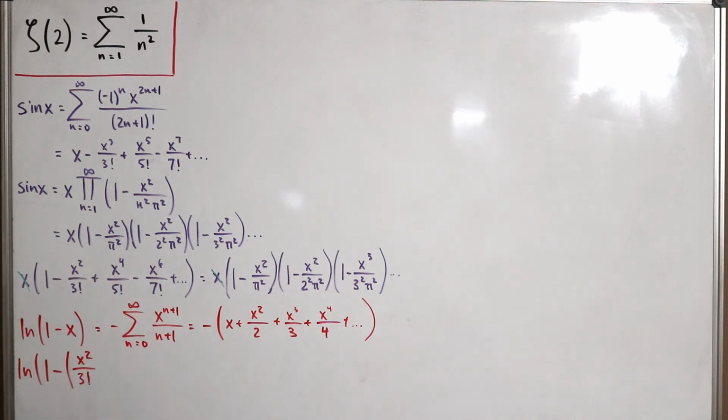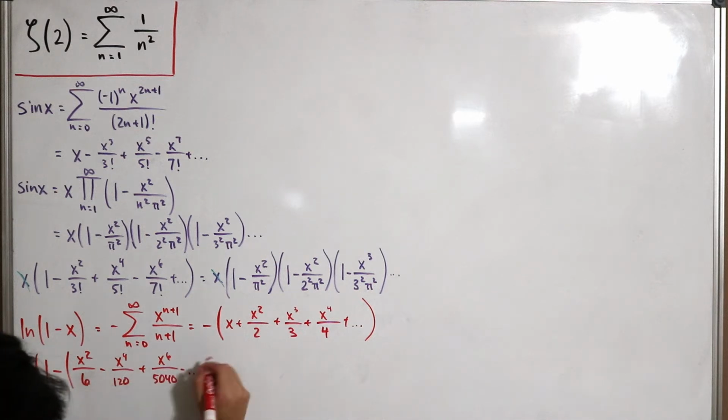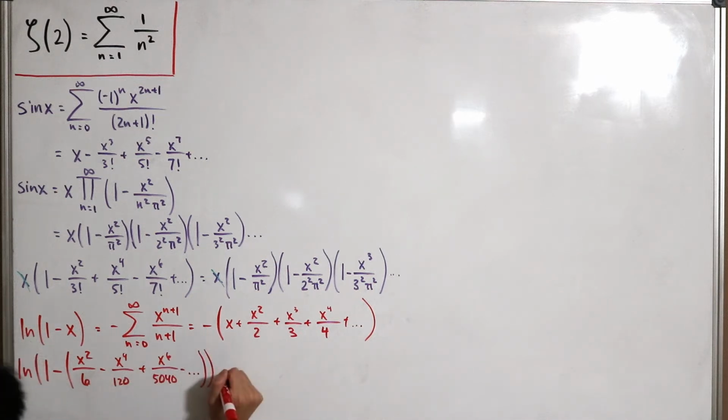factorial, or how about this, let's actually calculate the factorials this time. So 3 factorial is going to be 6, then subtract x to the 4th divided by 120, add x to the 6th divided by 5040, then this is subtract. Yeah, this is subtract. Okay, and then that keeps going from there.